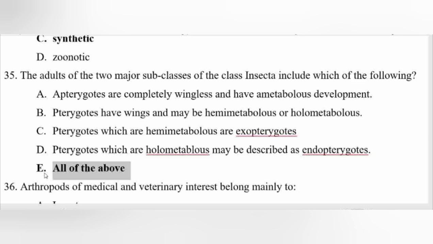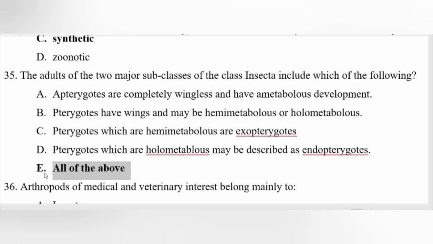Yes, those that have wings, there are two kinds: the type that undergoes complete metamorphosis and the type that undergoes incomplete metamorphosis. So we have two kinds of pterygotes. All of them have wings, but some of them undergo complete metamorphosis, others undergo incomplete. So we have the hemimetabolous, they undergo incomplete metamorphosis, and then holometabolous, they undergo complete metamorphosis.